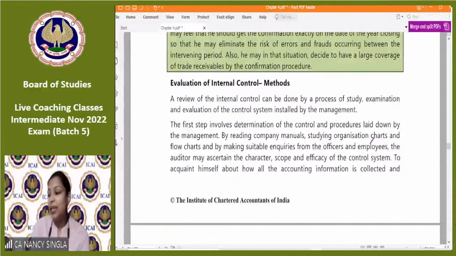See, first of all, tell me, how will it start? How will you evaluate an internal control? Quickly tell me, कैसे होएगा? इंटरनल कंट्रोल इवैल्यूएट कैसे होएगा? बताओ.